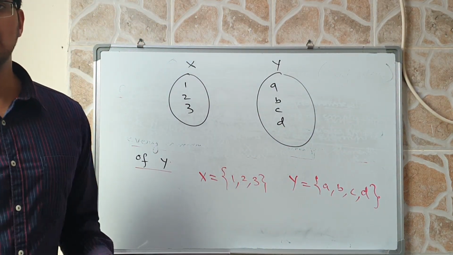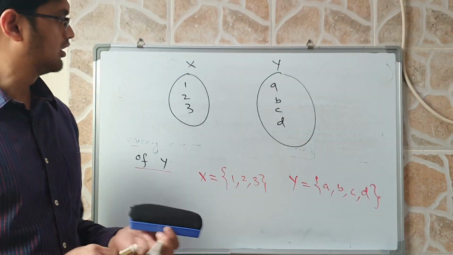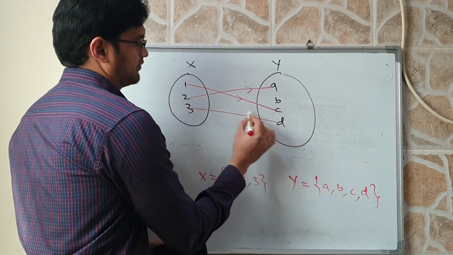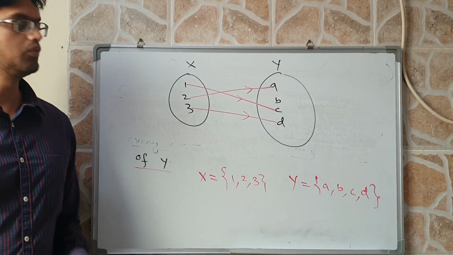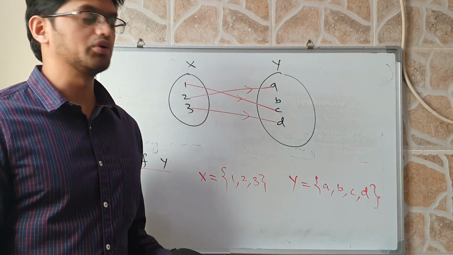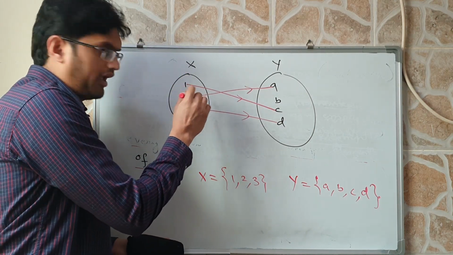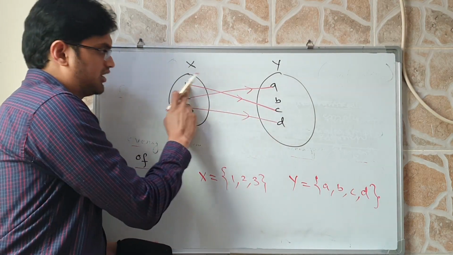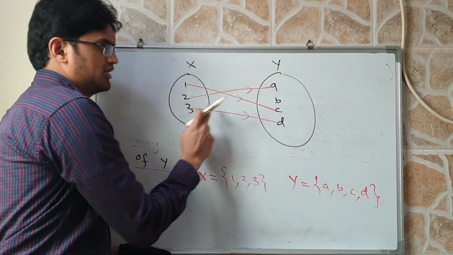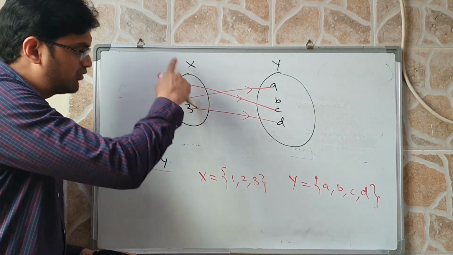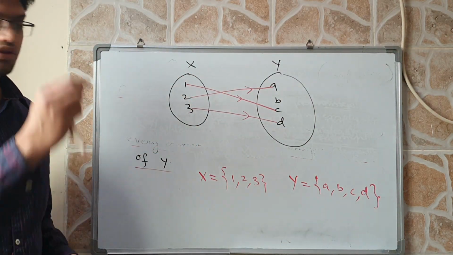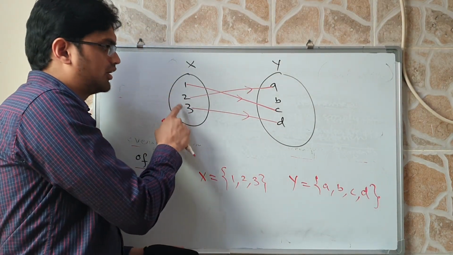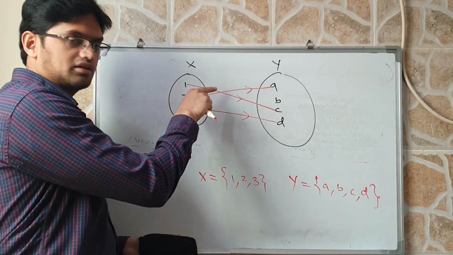Now you can map anything. Let us say I have mapped 1 with C, 2 with A, 3 with D. So what is the rule? Now I will read the rule. See, from this X, everyone is having how many associations? 1 is mapped with C, 2 is mapped with A, 3 is mapped with D. Is there any element which is left out from X? No. So the word is every element. That means I have considered all of 1, 2, 3. Every element I am associating.